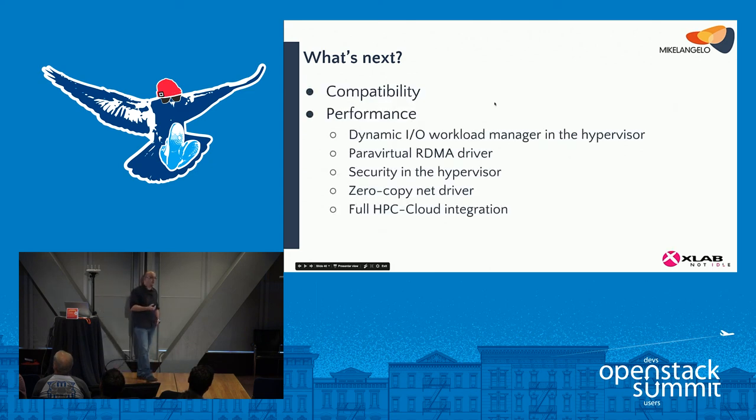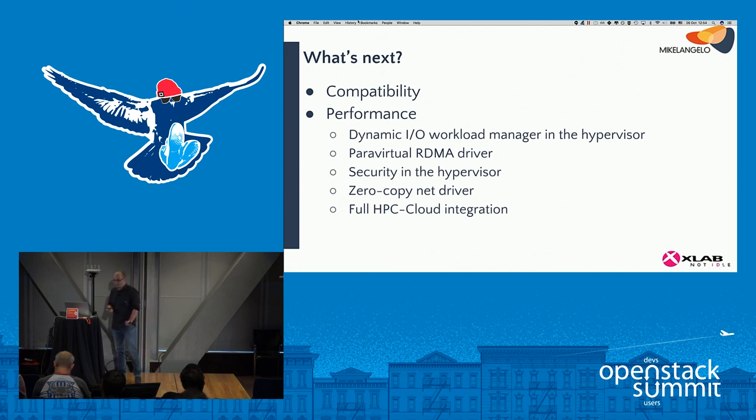And from the perspective of the entire project, there are two high-level goals. One is compatibility, so basically improving what can be run on the OSv unikernel, and then we have performance, where we are working on this. One is the dynamic IO workload manager that will dynamically adapt or fix the IO cores necessary to execute your applications. Then there is a virtual RDMA driver that will be built into OSv and Linux as well. Security and hypervisor, full HPC cloud and integration.